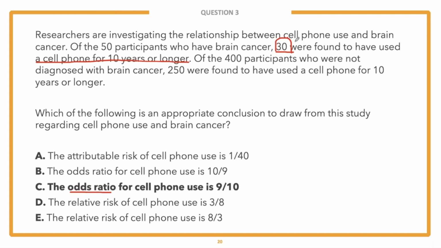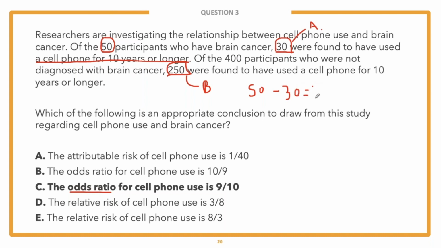B is the people that don't have the disease and people that have the risk factor. So that would be 250, right? People whose risk factor is cell phone use, whereas people that are healthy is normal. So that would be B. C is people that have the disease, but no risk factor. So that is what's left over. 50 people have brain cancer. So 50 minus 30 is 20. So 20 is the amount of people that have the disease, but no risk factor.